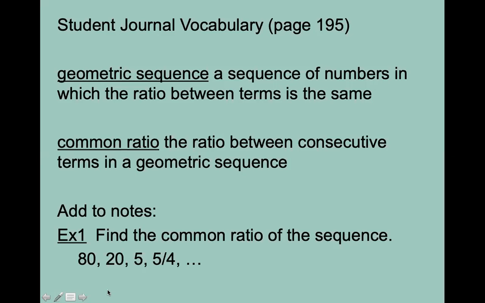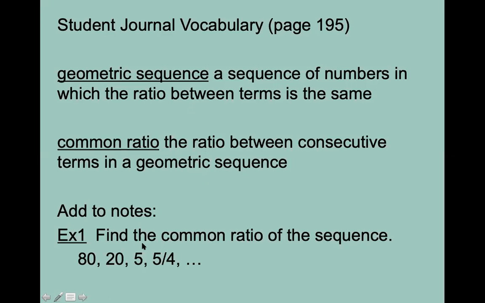All right, we're going to be working with geometric sequences today. We've done arithmetic before. A geometric sequence is one in which the ratio between the terms is the same. In other words, you're multiplying or dividing to get the next term. And the common ratio is that number that you do multiply or divide by.